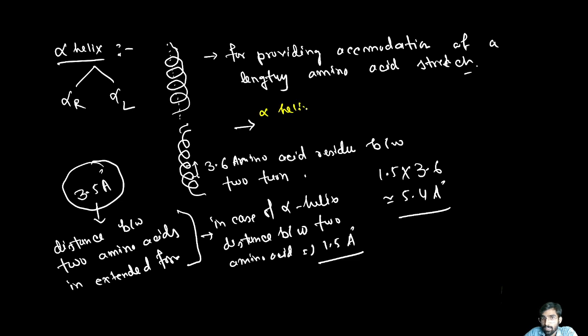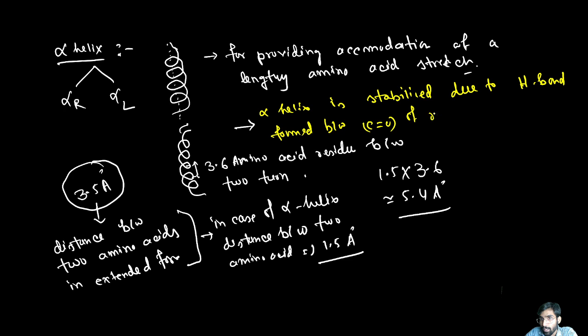Alpha helix is stabilized due to hydrogen bonds formed between the CO of N and the NH of the N plus fourth residue. That means, suppose, let's assume there are 8 amino acids.